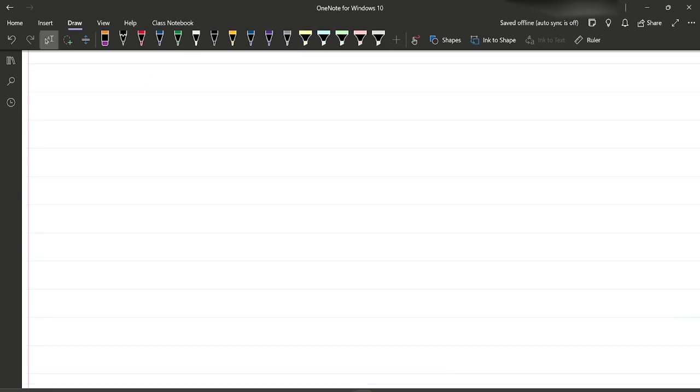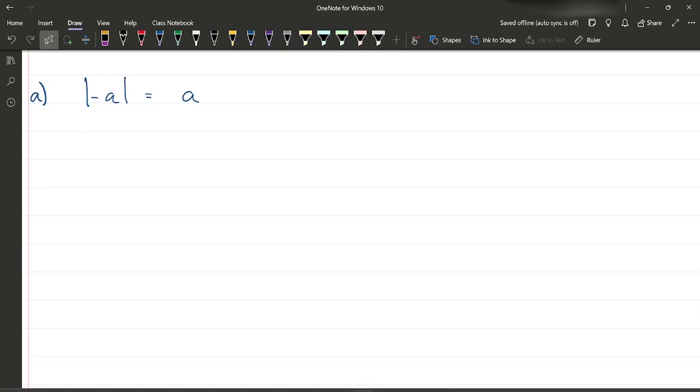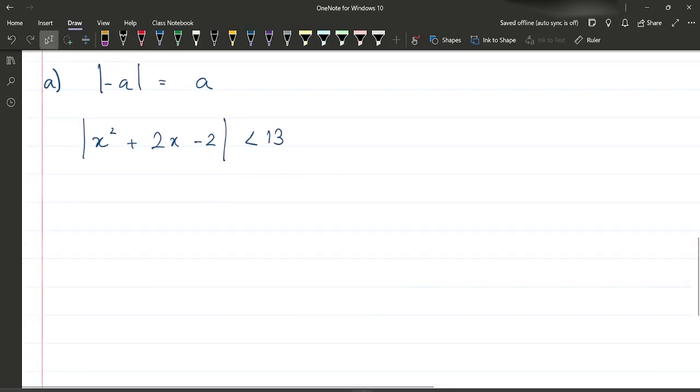Let's try one more. Okay, let's try one with modulus. If you don't remember what modulus is, it's basically if you have a negative value like this, it gives you a positive value. Okay, so let's do that. So |x squared plus 2x minus 2| less than 13. So you have to solve two equations here. So let me quickly do that.